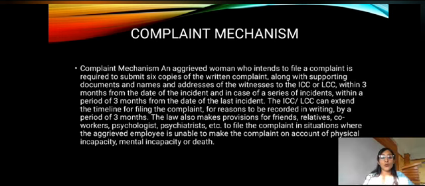Now we need to know about the complaint mechanism given under the POSH Act. An aggrieved woman who intends to file a complaint is required to submit 6 copies of the written complaint, along with supporting documents and the names and addresses of witnesses, to the ICC within 3 months from the date of the incident. The ICC can extend the timeline for the complaint for reasons to be recorded in writing. The law also makes provision for friends, relatives, co-workers, psychologists, psychiatrists, etc. to file a complaint in situations where the aggrieved woman is not in a condition to file it, such as physical incapacity, mental incapacity, and death.